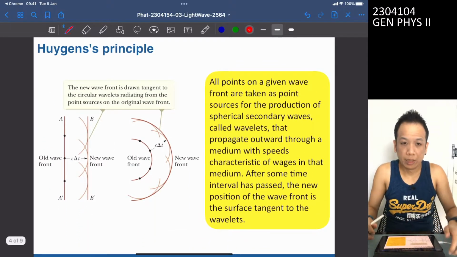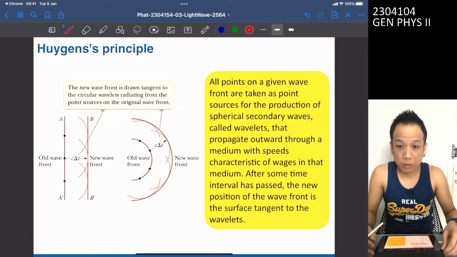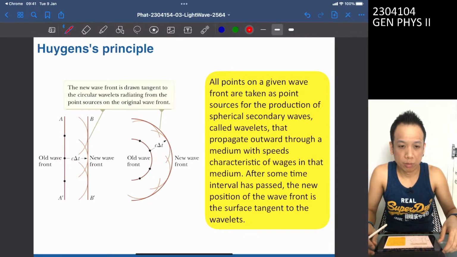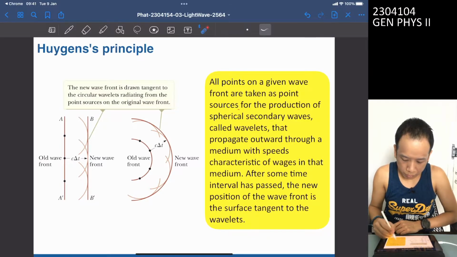Before we start, we need one principle that we will need at the end, maybe in diffraction. It's called the Huygens principle. The Huygens principle says that all points on a given wavefront are taken as point sources for the production of spherical secondary waves called wavelets.